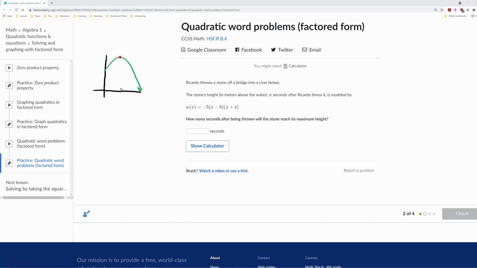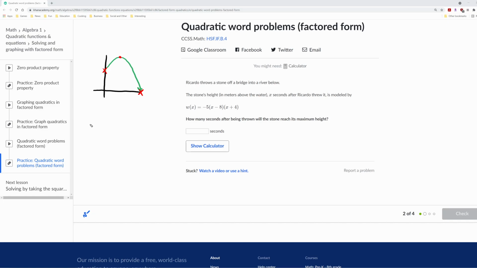Now, in some problems, you're going to want to find the y-intercept. In some problems, you're going to need to find the x-intercept. So don't watch this video and come away thinking, well, all I got to do is find the vertex. Well, no, you got to read the question and see what you're being asked. Now, we do need to find the vertex in this problem, so let's do that. I made a prior video on working with factored form, so you may want to go watch that first.